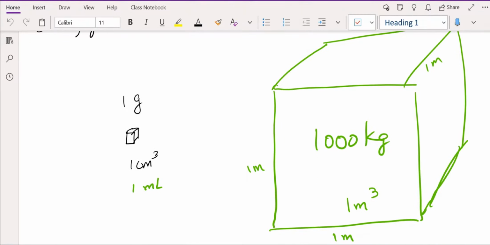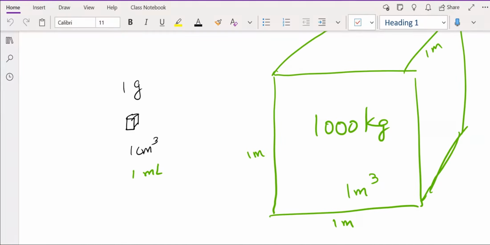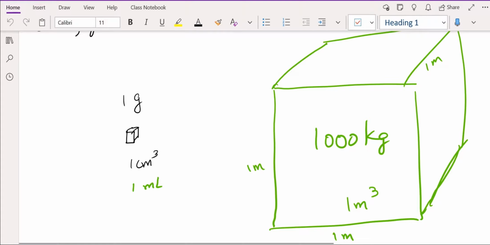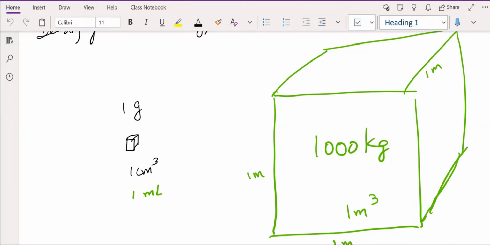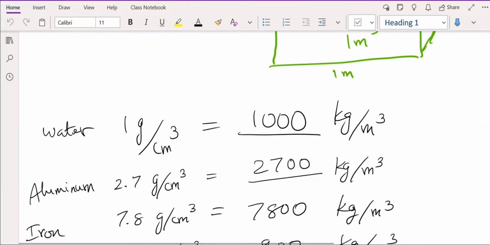So if I take 1 centimeter cube of water, or 1 ml of water, which is basically the same thing, it will weigh 1 gram. So a water bottle of 500 ml will weigh 500 grams. In terms of SI units, 1 meter cubed will be the volume, and it will be 1,000 kilograms the mass. So the density of water in SI units will be 1,000 kilogram per meter cubed, which is the same as 1 gram per centimeter cube.